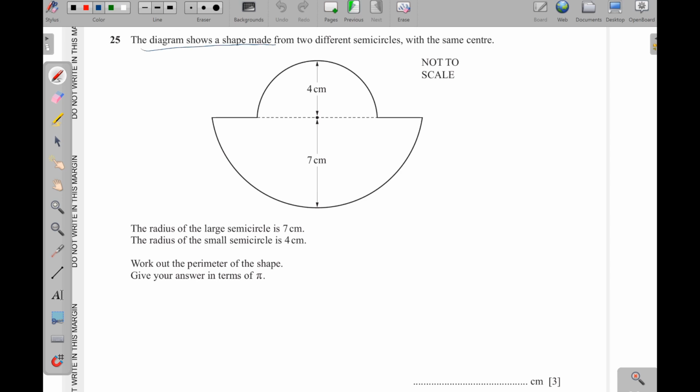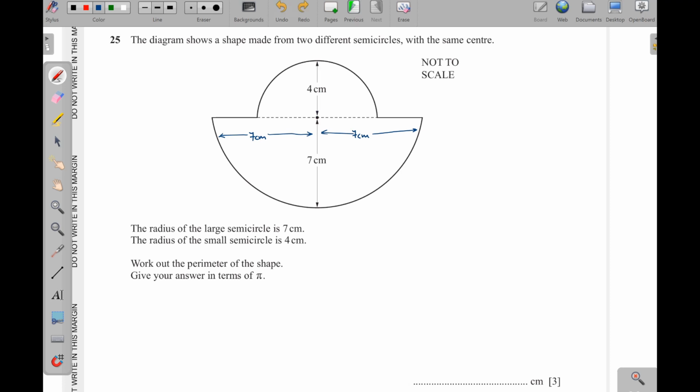Then question 25. The diagram shows a shape made from two different semicircles with the same center. This one here. Okay. And they're saying the radius of the large semicircle is 7 centimeters. So if this is 7 centimeters, that means even this one here is 7 centimeters. Okay, even this way we have 7 what? Centimeters.